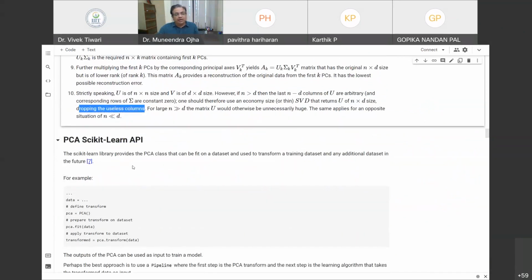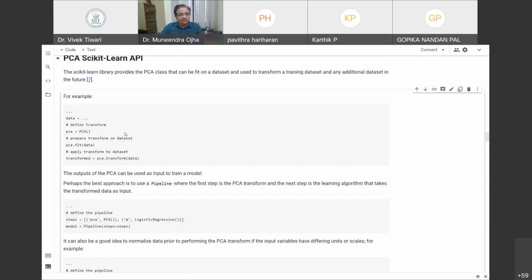Okay. Now, when we perform PCA through the scikit-learn API, the library provides a PCA class that can be fit on a dataset and used to transform a training dataset and any additional dataset. So you see, these are the steps. We first have the data. We define the transform, PCA equal to, we create an object from this PCA class. We prepare the transform on the dataset. So PCA dot fit. We fit our data.